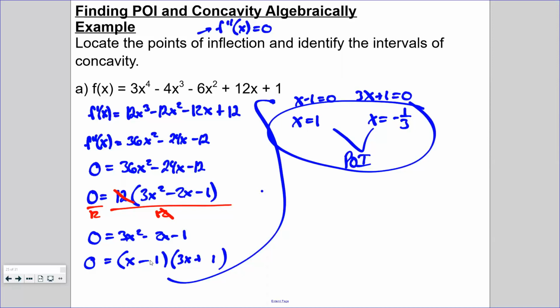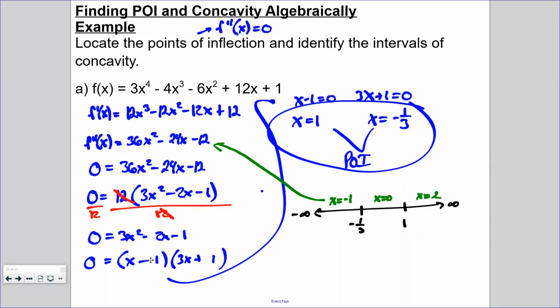Now, just like the first derivative test, we're going to draw our number line, and plot our points of inflection to create intervals. And now I just need to pick test values in each of these intervals. I'll pick x equals negative 1, x equals 0, x equals 2. Now, we are looking for concavity, which means we're looking at the second derivative, so we need to plug all these x values into the second derivative. I'm going to use my handy-dandy calculator to do that. 36x squared minus 24x minus 12. And negative 1, 0, and 2.